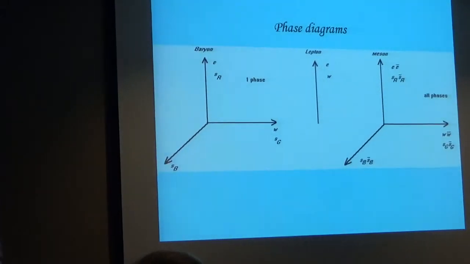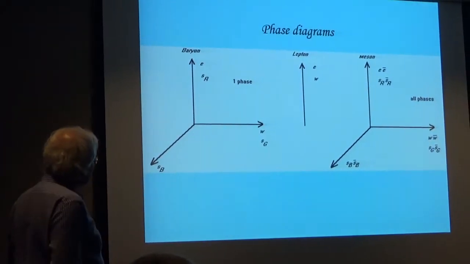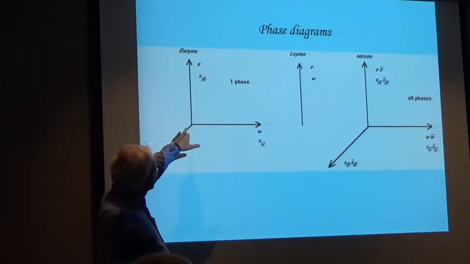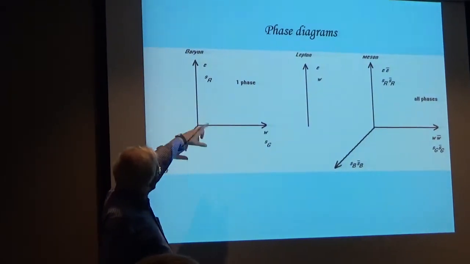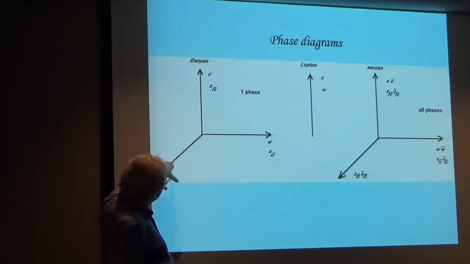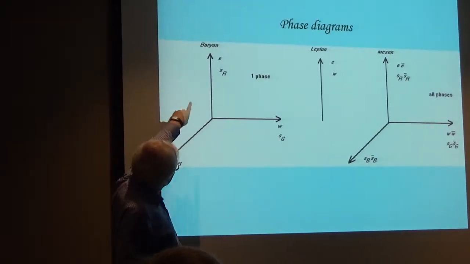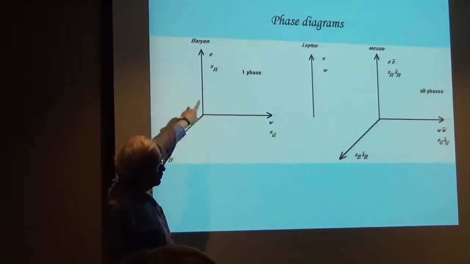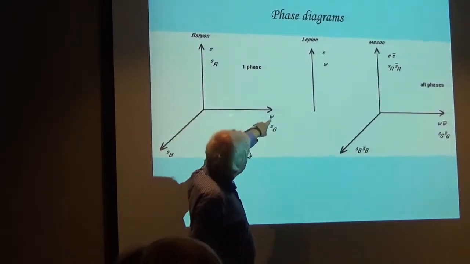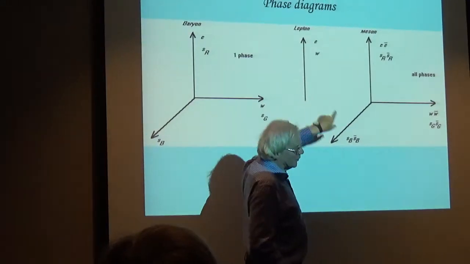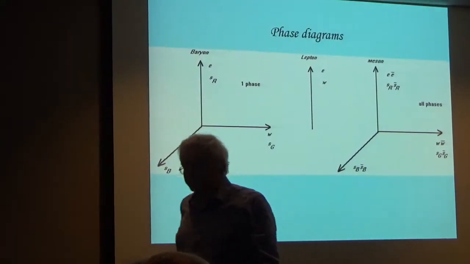This is another way of looking at it. You can consider this like a rotating vector. The baryon would rotate, this vector would rotate, the strong charge would rotate while the other two stay constant. But the E and the W have to be on different ones, whereas the lepton, they're all on the same one.